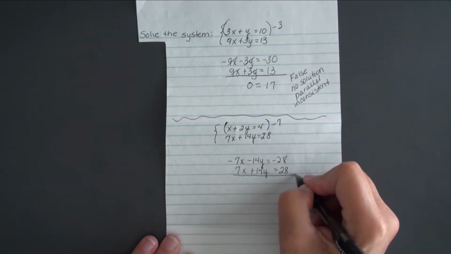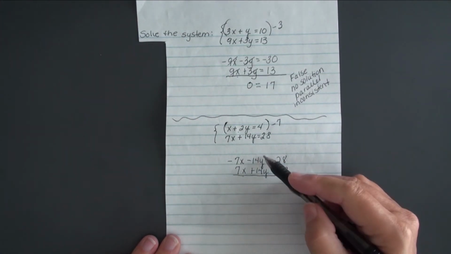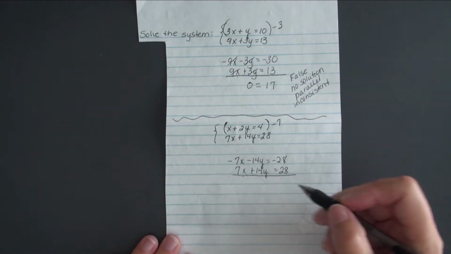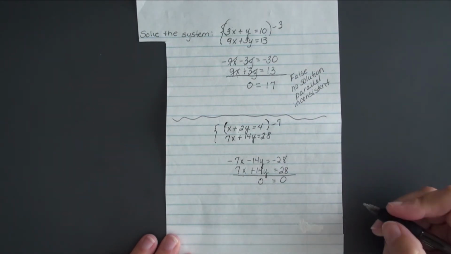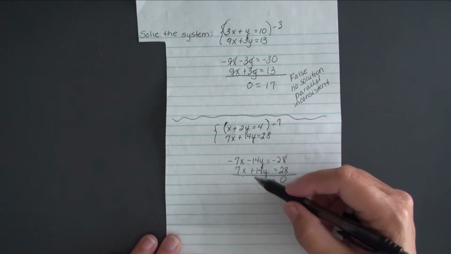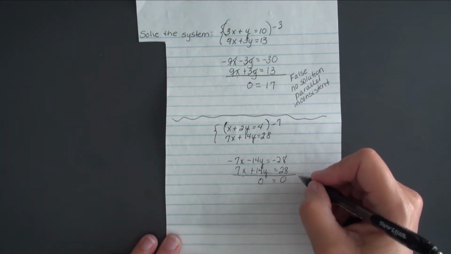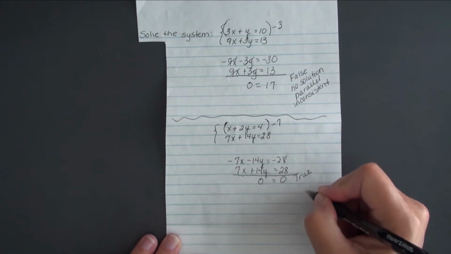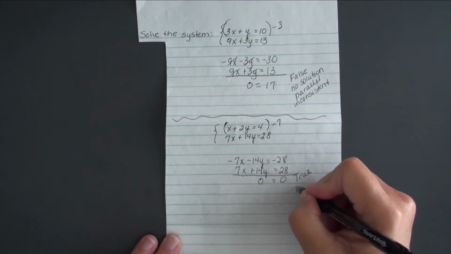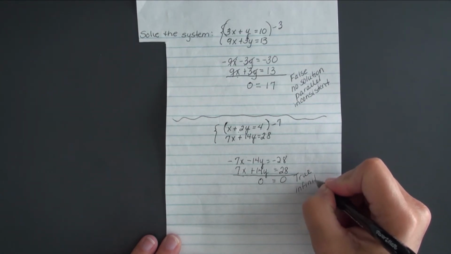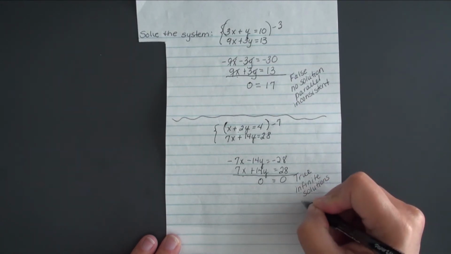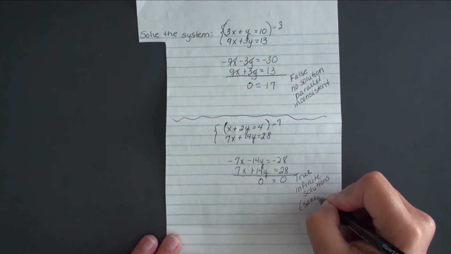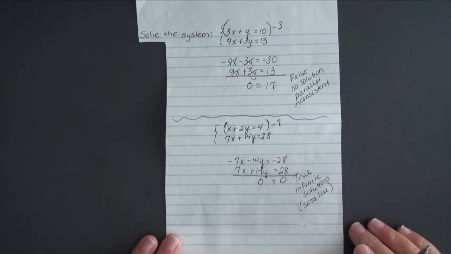And you can see on this one that the 7's, the 14's, and the 28's all add to 0. So we get 0 equals 0. Well, the variables were eliminated, but we get a true statement this time, which tells me that we have infinite solutions. This is just two equations that ended up being the same line.